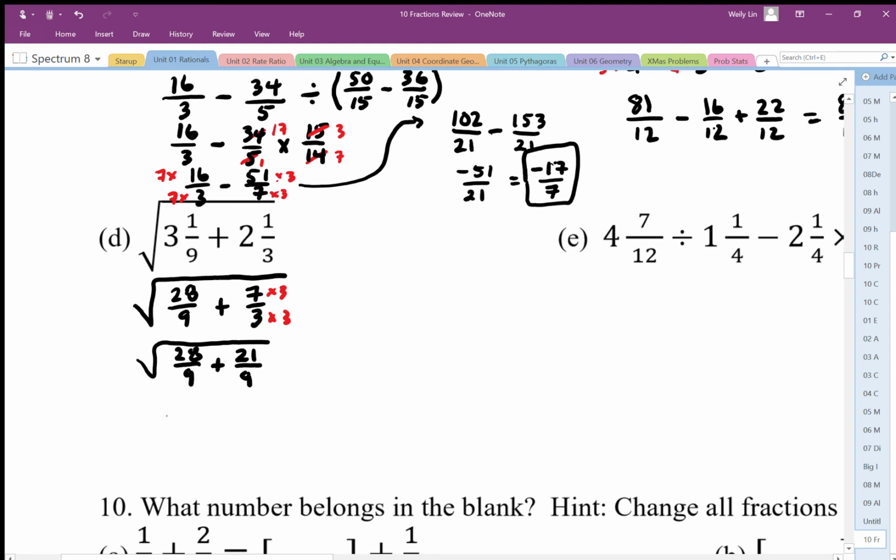So adding those together, we end up with 49 over 9, square root. Okay, so that we can square root the top and bottom independently, so we're going to end up with 7 over 3.